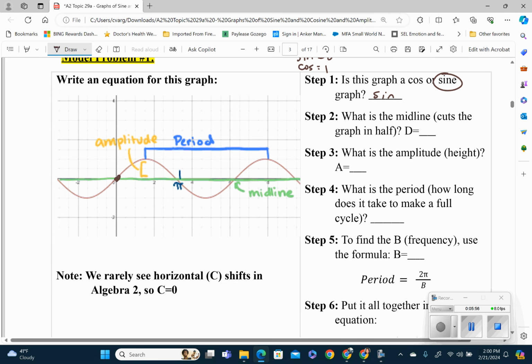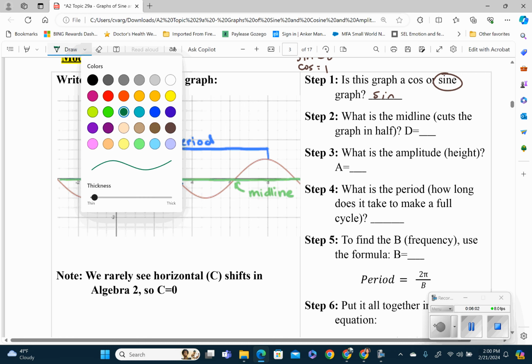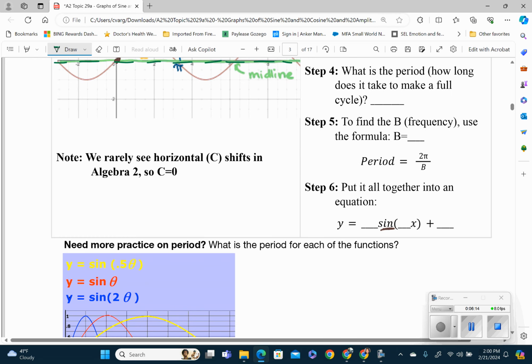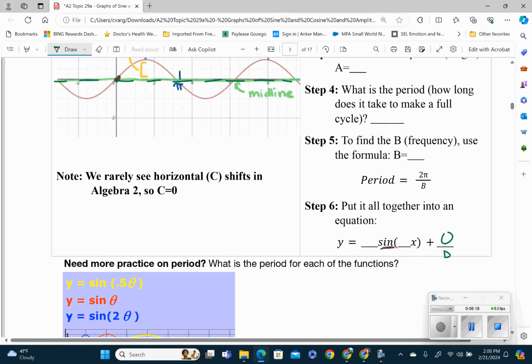All right. Next thing I'm going to do is I'm going to find the midline, right? It's where it cuts the graph in half. So in this case, I used my midline right here in green. I'm looking at this and it looks like my midline is the x-axis, which is 0. So my D is 0. So I'm going to put a 0 here. This is my D.